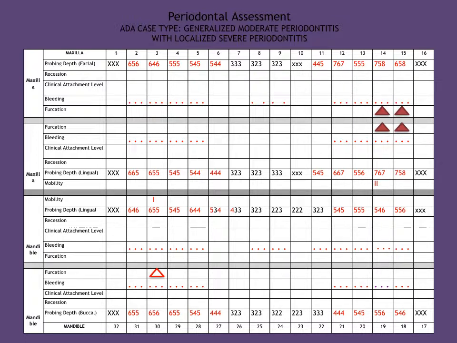There is a presence of class 3 furcation on tooth number 14 and 15, as well as mobility class 2 on tooth number 14. There is a class 2 furcation on tooth number 30. There is generalized bleeding upon probing, and class 1 mobility on tooth number 30.